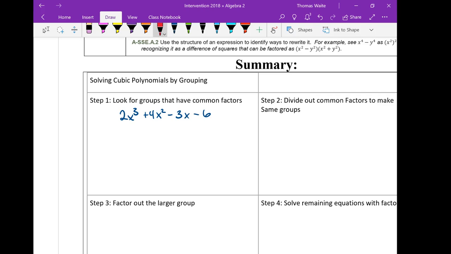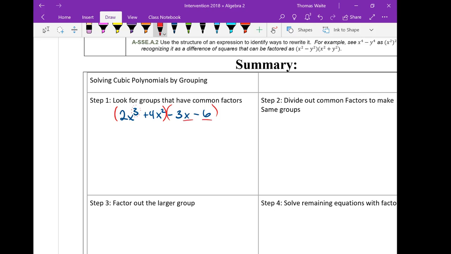We know it's a cubic polynomial, it has degree 3, and this grouping will be the only way we know how to factor this kind of polynomial. So if you're ever asked to factor a polynomial that has degree 3, we know we're going to want to be using this method. All right, so our first step is to look for groups that have common factors. Typically I pair them off into two groups: one group from the left side with my cubed term and my squared term, and one group from the right side with my x term and my constant term.